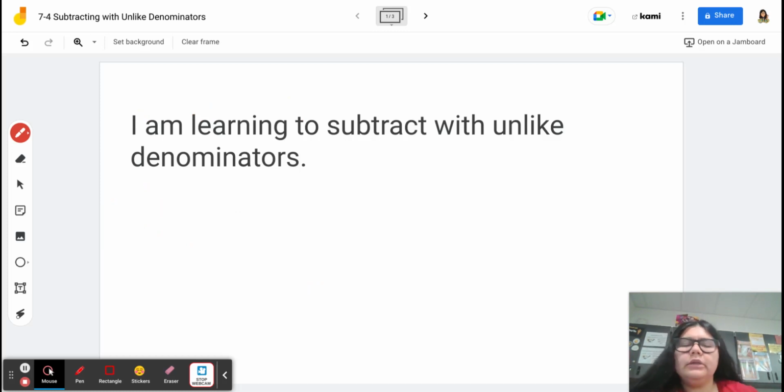Today we practiced subtracting with unlike denominators, so we're going to say, I am learning to subtract with unlike denominators. Go ahead and keep practicing.